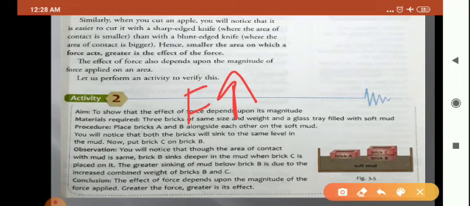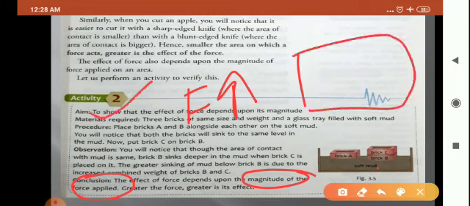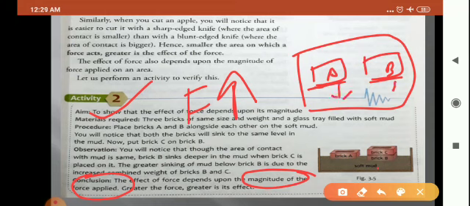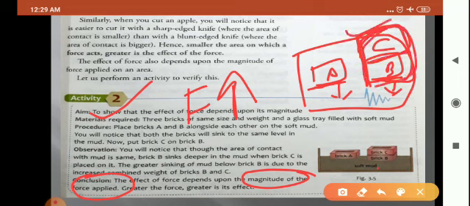Same thing is given here. The effect of force depends upon the magnitude of the force applied. Initially, सबसे पहले इस एक्टिविटी में क्या किया गया था? That there was a soft mud and we put two bricks over that soft mud, brick A and brick B, of same size and weight. Okay, so what will happen? Both the bricks are going to sink in the soft mud at the same level. But now here, on brick B, we are keeping one more brick, that is brick C. So now here the weight is more, or you can say the force applied on the mud is more on this side.